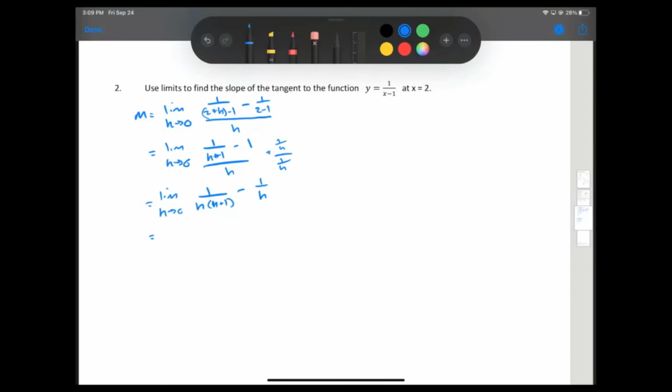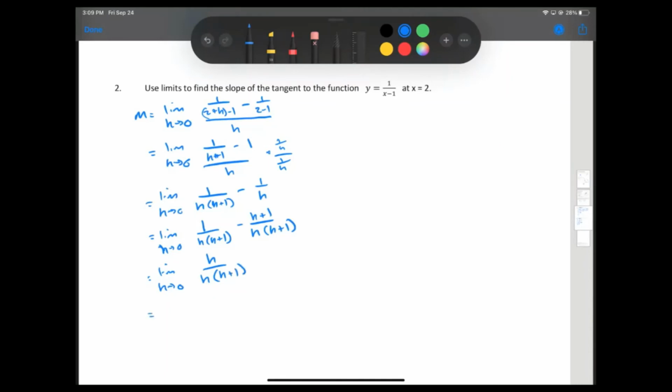Getting closer. What can I do next? As h approaches 0, I can find a common denominator. And what I'm going to do is multiply the second fraction by h plus 1 on the top and the bottom. And then I can put those together. And I have 1 minus h plus 1, which is 1 minus h minus 1. So that would just be h over h plus 1.